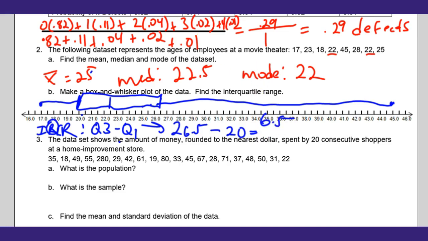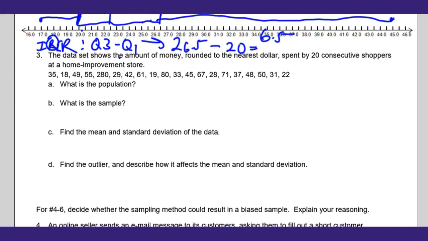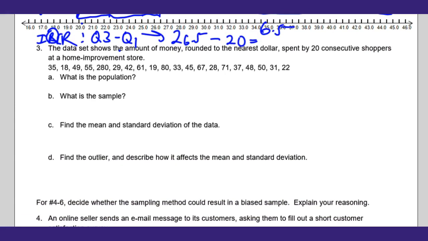All right. Now we've got this number 3 right here. It says the data set shows the amount of money, rounded to the nearest dollar, spent by 20 consecutive shoppers at a home improvement store. What is the population? What is the sample? Let's look at what is the population. The population would be, in this case, the shoppers at this home improvement store.